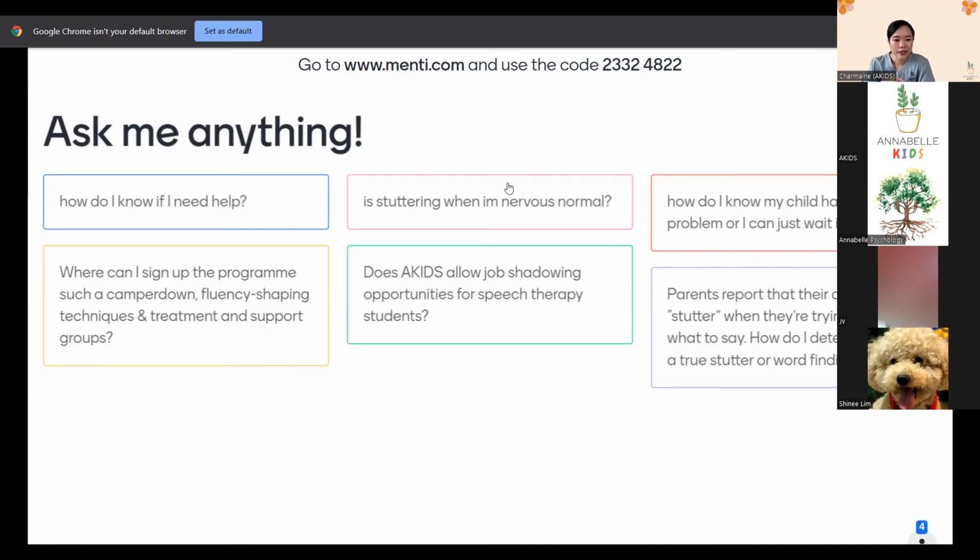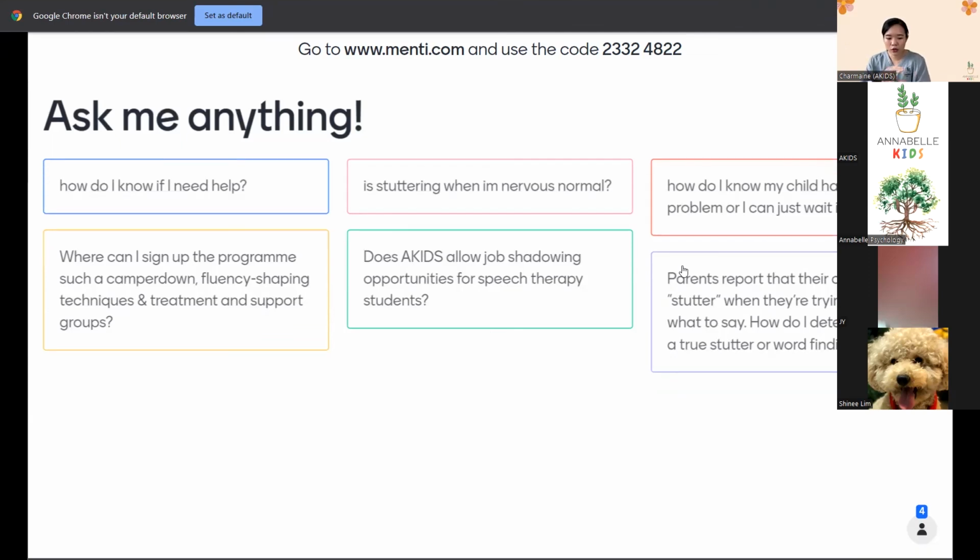Okay. So where can I sign up for programs such as Camperdown, fluency shaping, and treatment and support groups? Before you are assigned to a program, it would be good to seek an assessment from a speech therapist. The speech therapist would be able to discuss with you and let you know what your options are, because stuttering is so varied and so tailored to every individual. It depends on a lot of feelings and attitudes towards the speech, the actual speech itself, and also your life schedule, your life responsibilities, your goals, what you want to do. All these things influence what kind of therapy you're going to have.